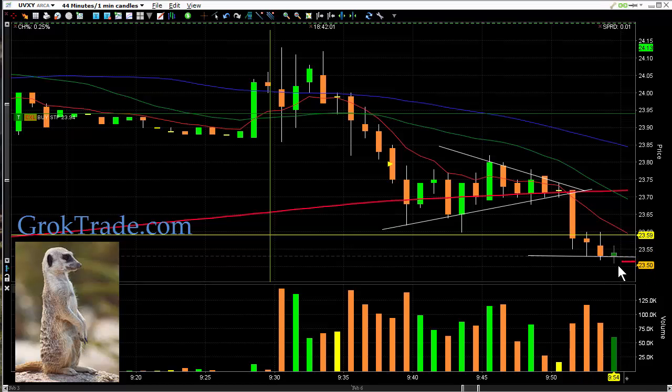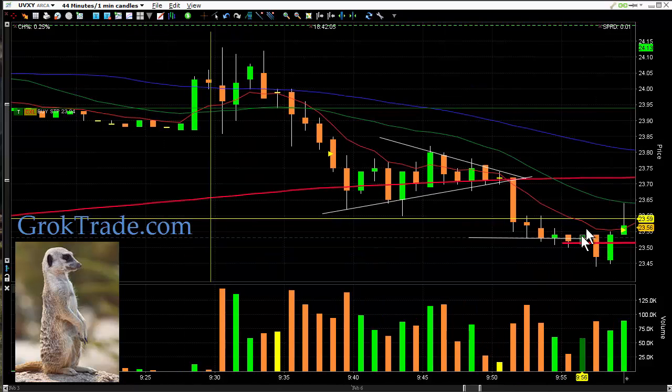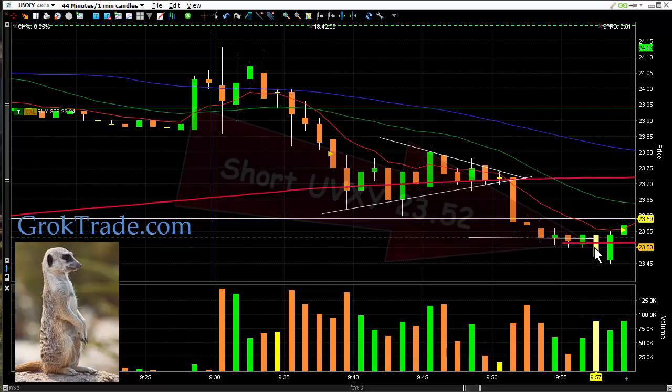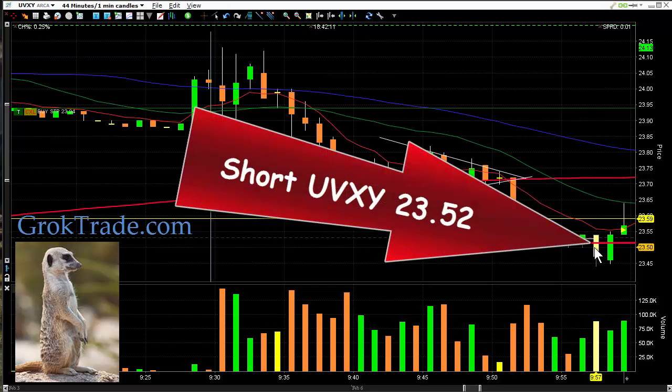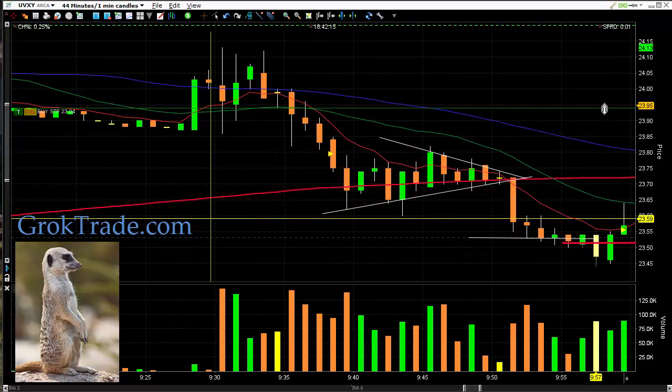So I set a trade, waited for the market to come to me. Let's see what happened next. Bam! It did drop down with increased volume, and it got me in at $23.52. I immediately set a stop, and I'm going to use this green line here.